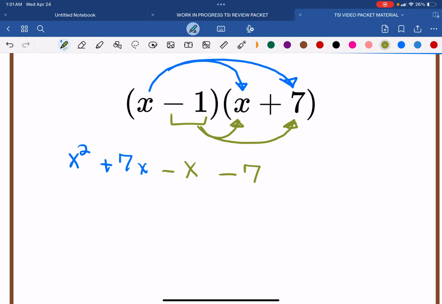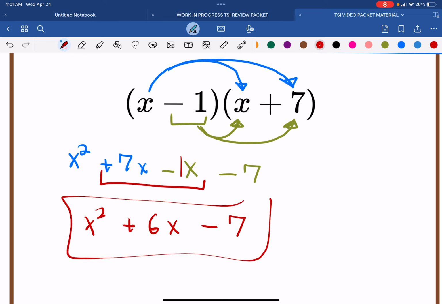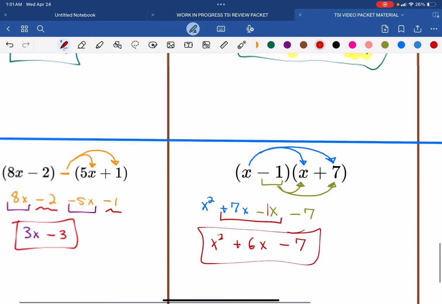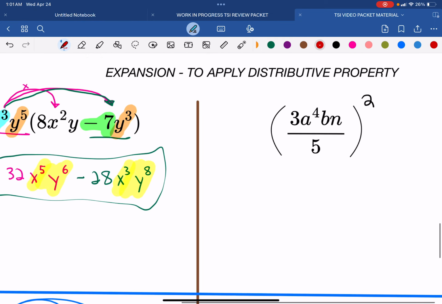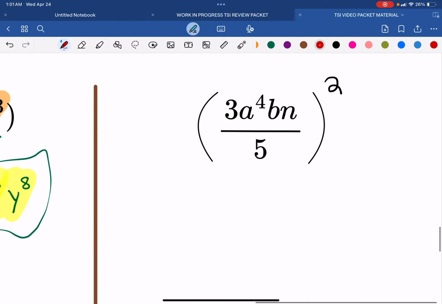Now let's simplify it by combining like terms. What terms can I combine? These two. Don't forget there's a little one there. So it's x squared plus 6x minus 7. Voila. So right here we were simplifying, expanding, and then we have one more to expand.